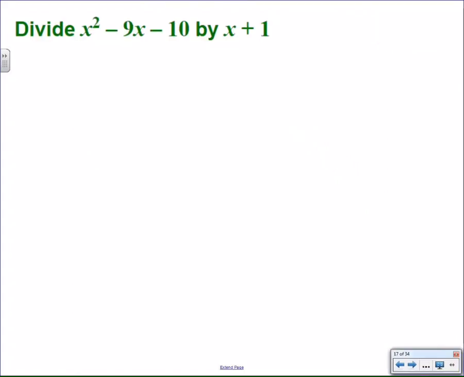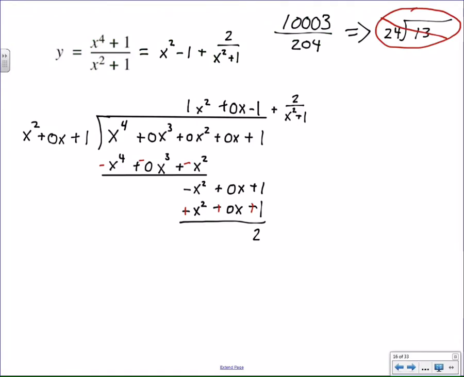That's pretty much going to conclude today's video, or this portion of the series. Next video is going to talk about a shortcut that works for some special cases of division called synthetic division. Stay tuned. I know it's exciting, right?